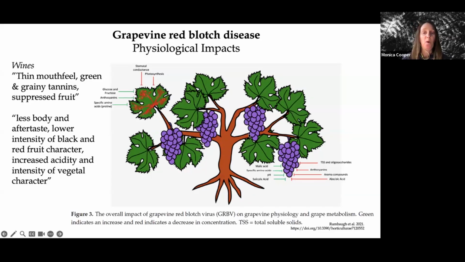In some cases, those clusters will stall out, or the berry ripening will stop altogether at a sugar content that is really not meeting any contract obligations or the standards that it might need to meet in order to be turned into an approachable wine. What we see is that the wines that are made from fruit coming from red blotch vines have less body and aftertaste, and are low in color and fruit character. They can be quite acidic and vegetal in character. So this does have severe economic impacts.